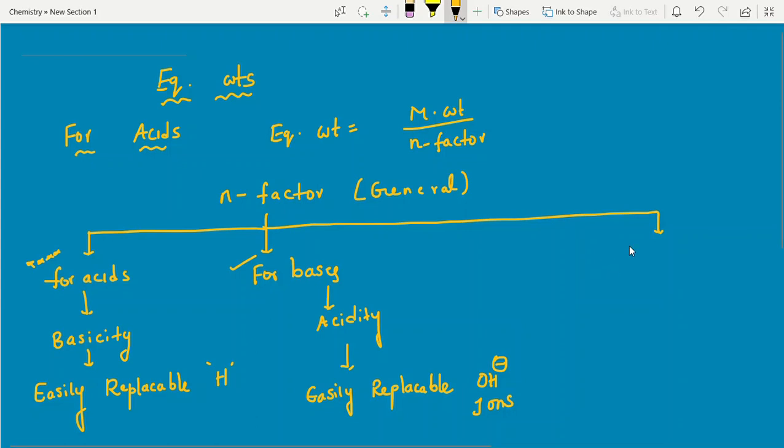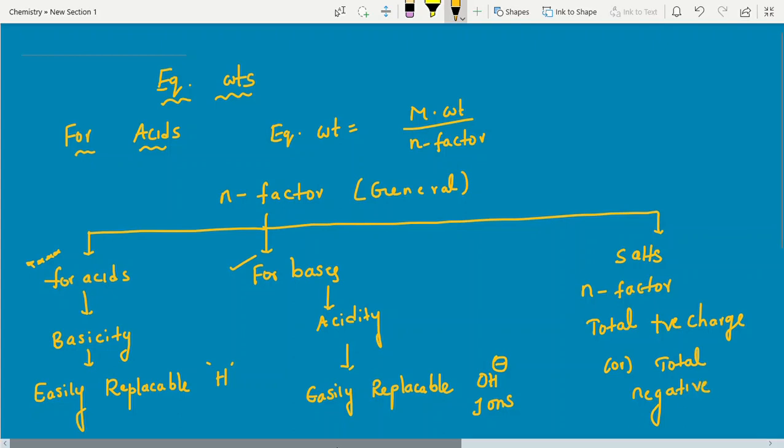Next, come back to this one. This is salts. Salts, what is n factor? Total positive charge or total negative charge. So once I will show one example, easily you can understand. First you have to keep it in mind.